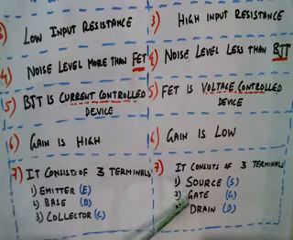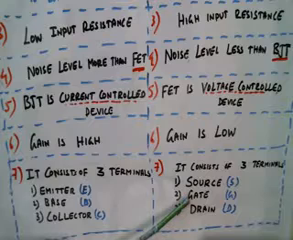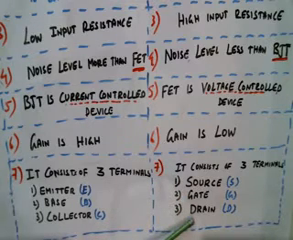And what about the gate terminal? The gate terminal forms a PN junction with the channel. All this we'll discuss in detail when we do the JFET and MOSFET. So these are the differences between BJT and FET.